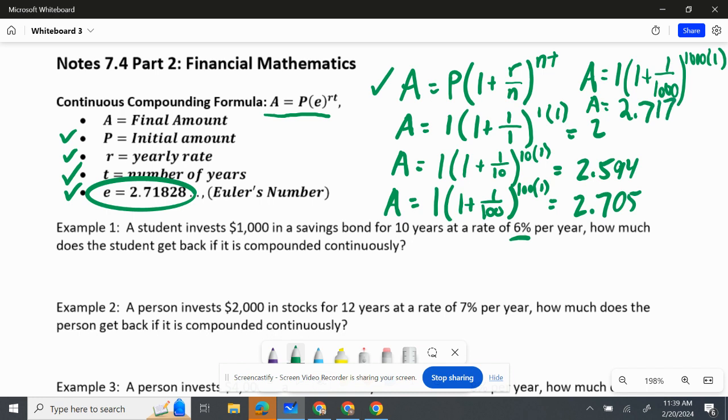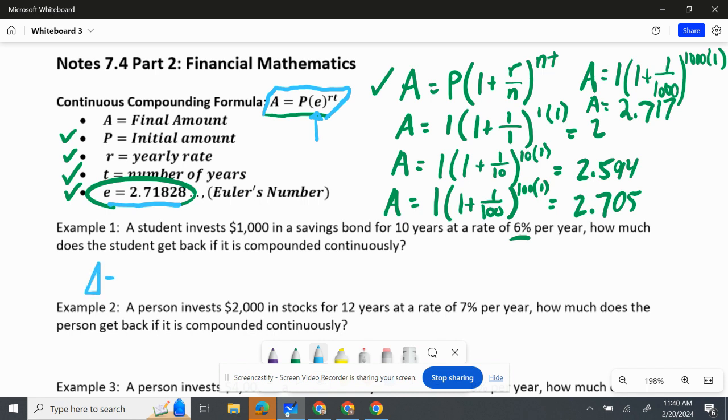And that right there is 2.717. Now, when we're looking at each of these numbers, what we should recognize is that all of them are approaching this number right here. Because they're approaching that number, we're going to replace the compound formula with the continuous compound formula. So that's where this formula comes from, because right here is the 2.71828.